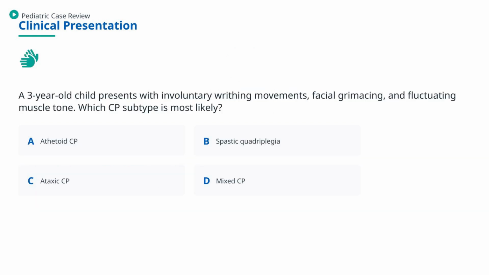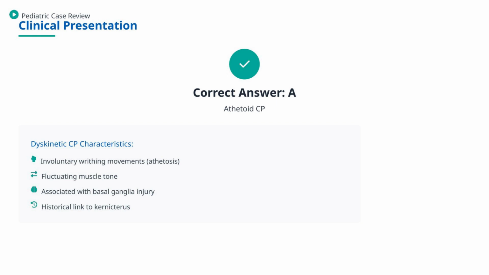A 3-year-old child presents with involuntary writhing movements, facial grimacing, and fluctuating muscle tone. Which cerebral palsy subtype is most likely? A. Athetoid cerebral palsy. B. Spastic quadriplegia. C. Ataxic cerebral palsy. D. Mixed cerebral palsy. The correct answer is A.